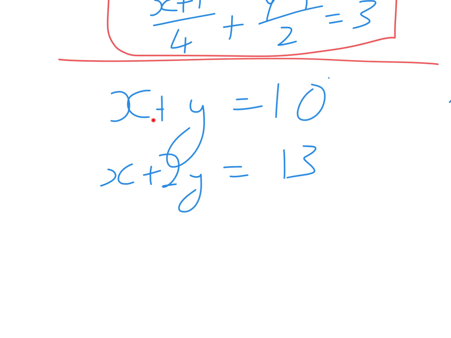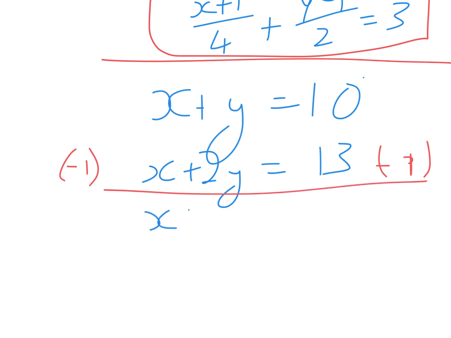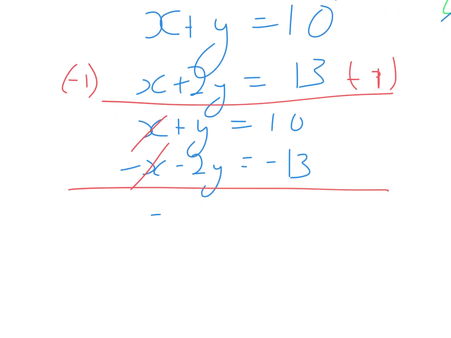Now, we need to cancel either the x's or the y's. The x's already match, so I'm going to multiply across by minus 1 for that second row. So top row will stay the same, x plus y is equal to 10. Bottom row will be minus x minus 2y is equal to minus 13. Adding our terms together, x minus x cancels out. Y minus 2y gives us minus y. And 10 take away 13 is minus 3.